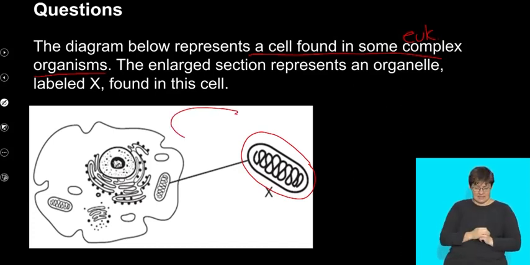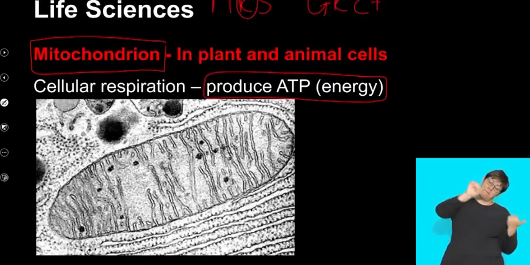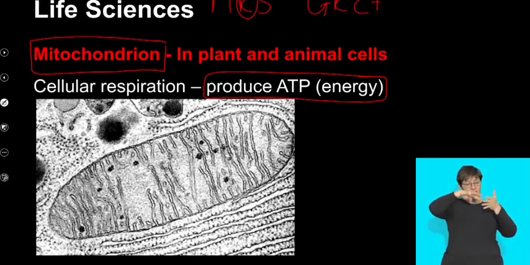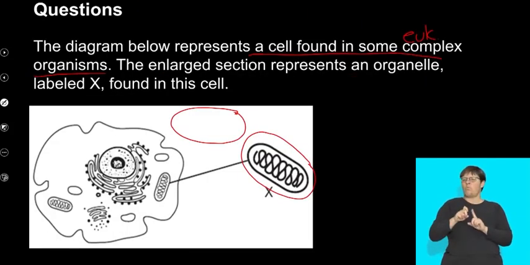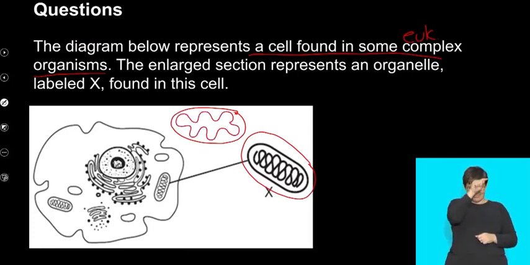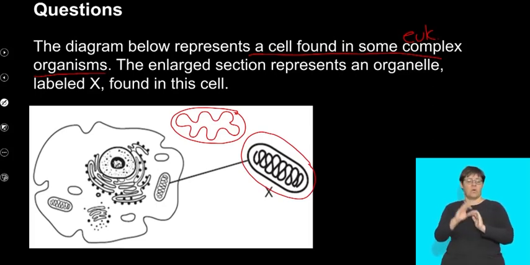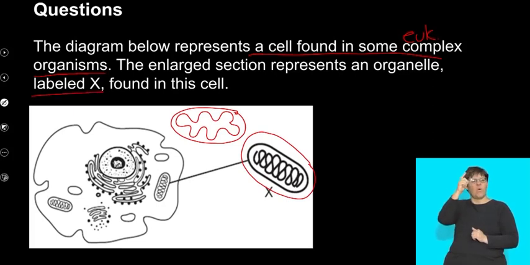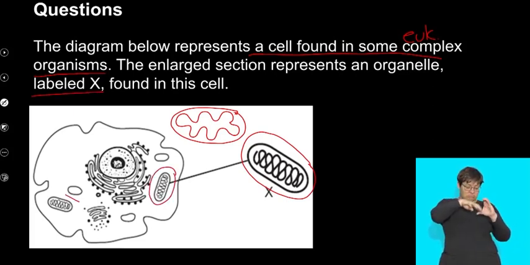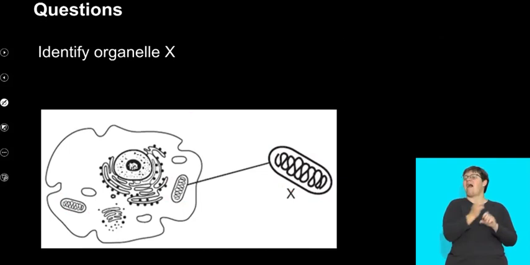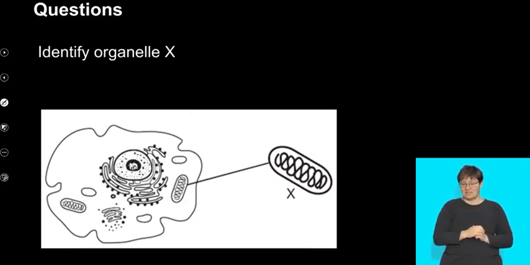Now, you're going to find very often, if I go back to a mitochondria, that it looks a bit like a worm, all right? When I draw it, I always draw it looking like that. And that's very similar to what they've done over here. So let's say the enlarged section represents an organelle labeled X. Now, you want to know what the X is. The fact that they've given you a few of them is also a hint as to the answer. Okay, the first question is identify it, all right?